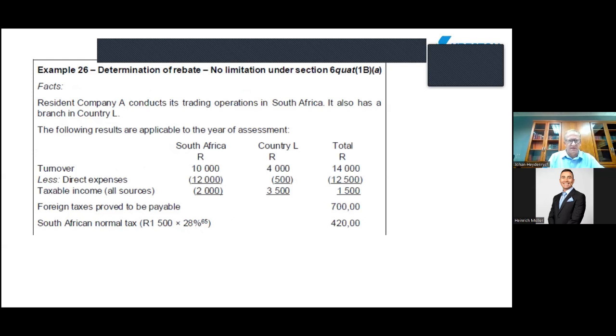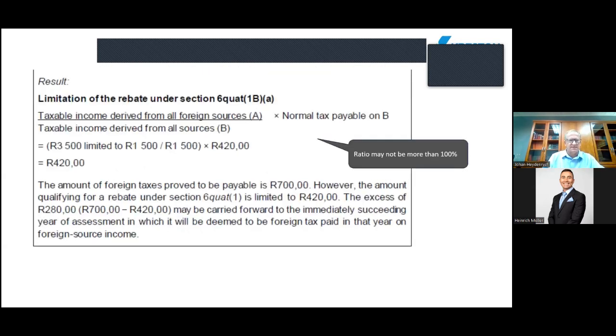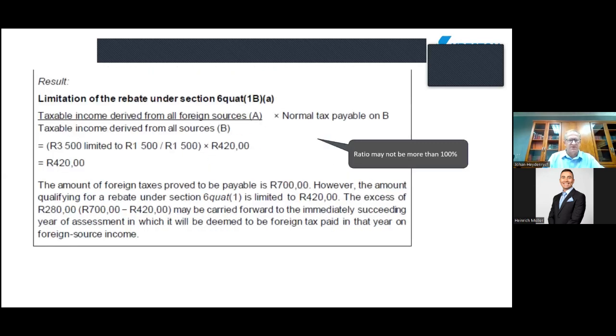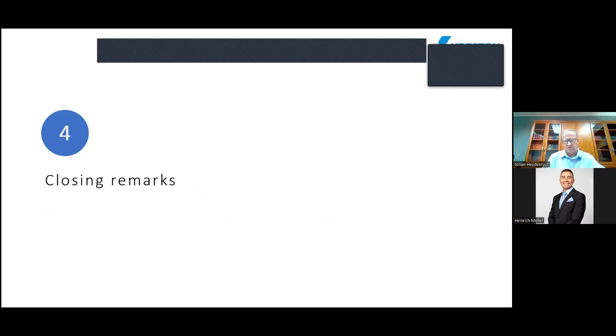When you look at the formula, you would normally say taxable income derived from all foreign sources, 3,500 Rand, divided by taxable income from all sources, 1,500 Rand, but your ratio may not be more than 100%. So what you'll get is a tax deduction of a maximum of 100%. You can't get 35 over 15 and actually claim more than the 420 that is in South Africa. Your maximum is the 420 that you pay. All right, so that is Section 6 quat.